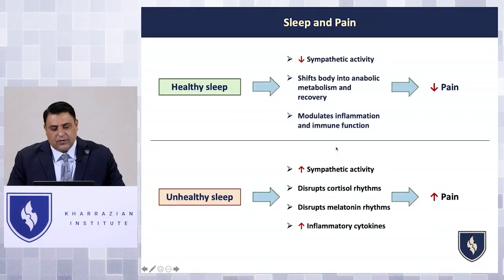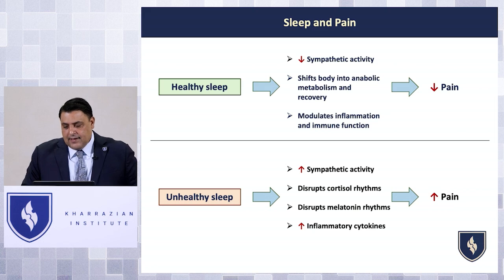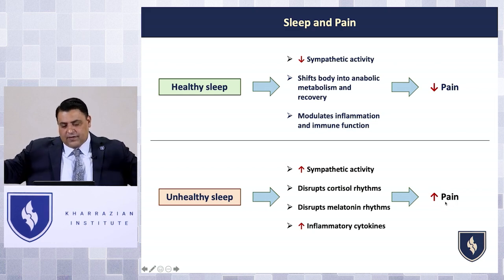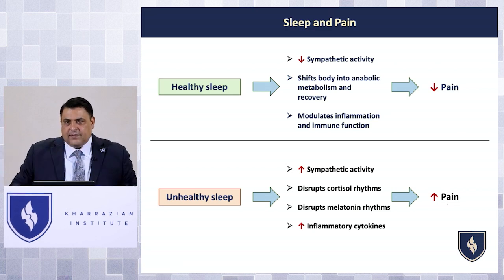And then sleep is really critical for dampening pain and pain responses. Healthy sleep decreases sympathetic activity, shifts the body into anabolic metabolism and recovery, modulates inflammation and immune function, very critical for reducing pain. Unhealthy sleep increases sympathetic activity, disrupts cortisol rhythm, disrupts melatonin rhythms, increases inflammatory cytokines, and increases pain. And sleep as a clinical mechanism overlaps between fatigue and pain. So one of the things we have to do when we have pain syndromes and fatigue syndromes is make sure that they actually sleep, okay?